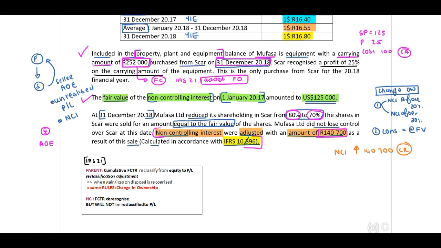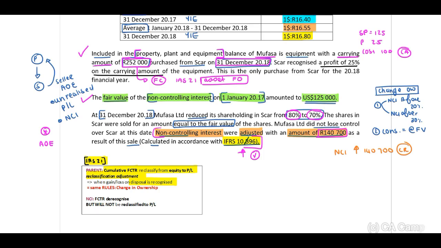Right, therefore when you look at this, they indicate to us that they have calculated this in terms of IFRS 10. Therefore, you can assume that this is correct. Even if you are able to identify that this is incorrect, don't waste your time to recalculate this if it's not required. Right, now when we look at IAS 21, IAS 21 indicates to us that when there is a disposal, we will have to transfer the cumulative FCTR. We need to reclassify this from equity to profit or loss. Therefore, this is a reclassification. And the same rules will apply when there is a change in ownership.